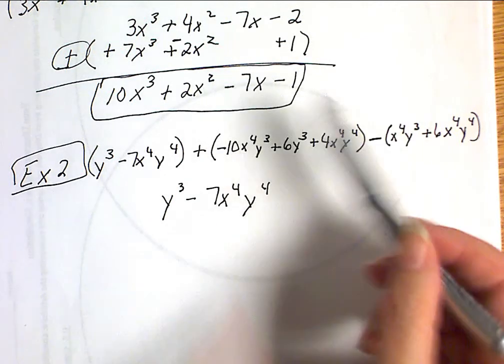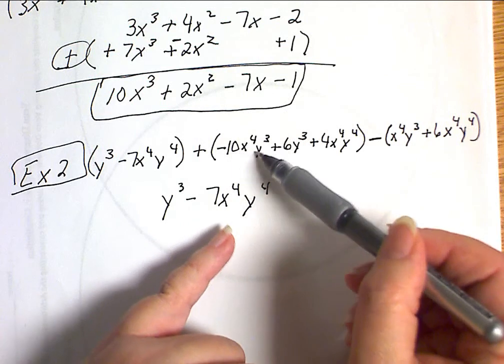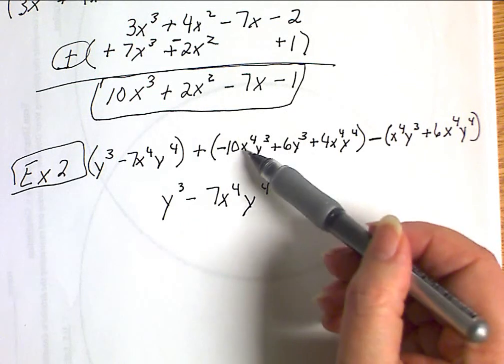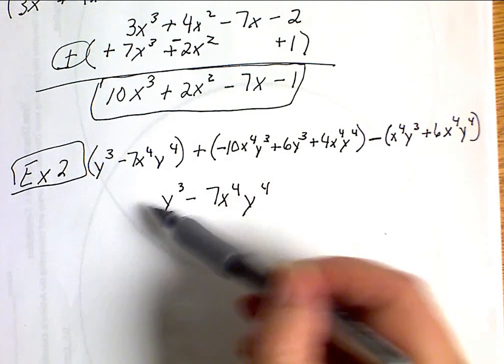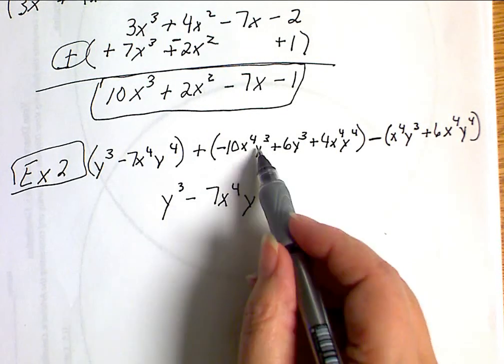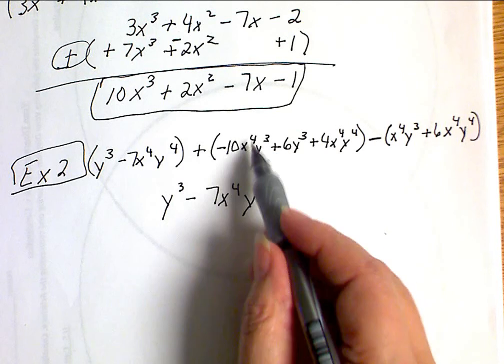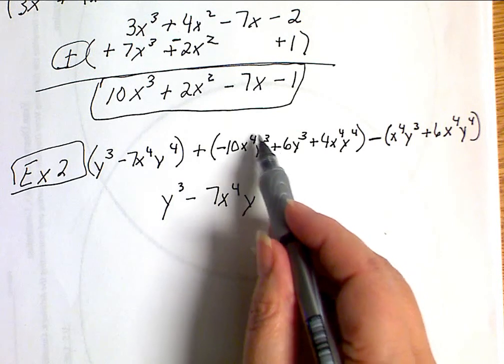Do we have anything down here like that? It has to have x to the 4th y to the 3rd. No, it has to be the exact thing. So is there an x to the 4th y to the 3rd down here? No, this is different. This has a 4 and a 4. This has a 4 and a 3. To be like terms, it has to be the exact same thing.